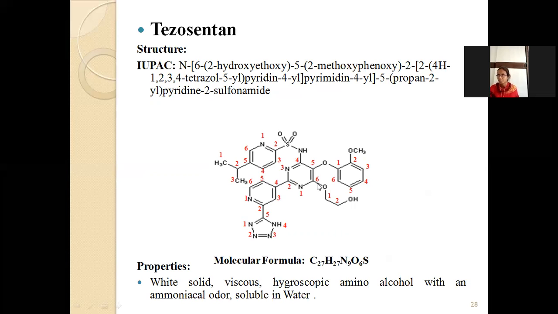Here, see in the sixth position, what is there? Hydroxyethoxy is there. So in the sixth position, and in the second position, hydroxy is there.